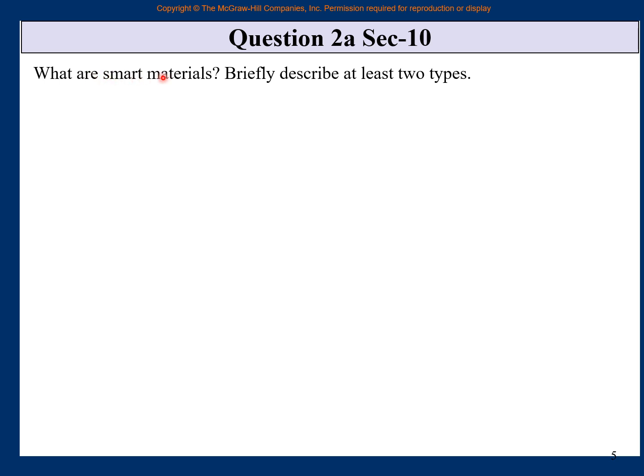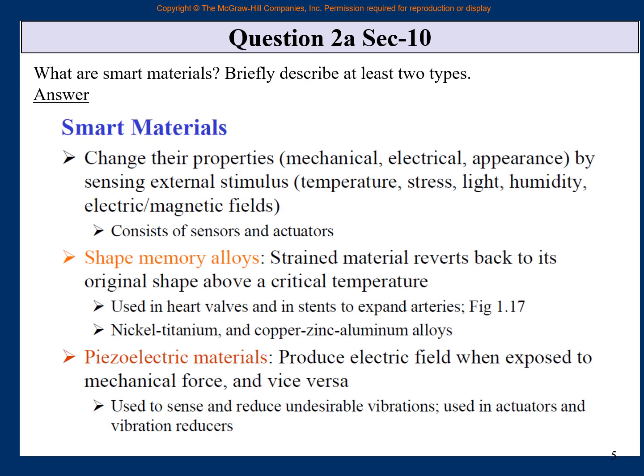What are smart materials? Briefly describe at least two types. So this was a fairly simple question. Most of the class got it right. Some people who may not have reviewed it quickly, but it is a very simple thing. So here it is, right from your slides.